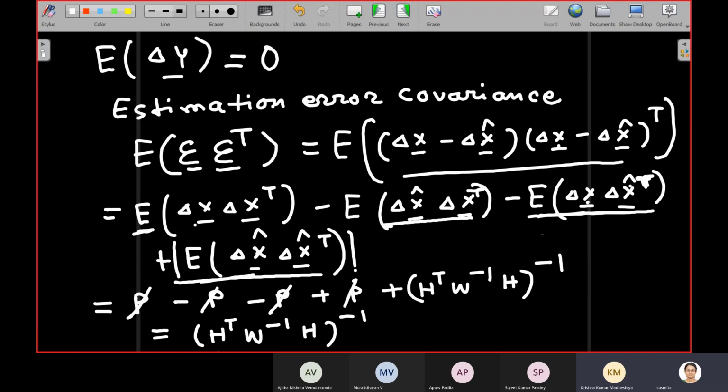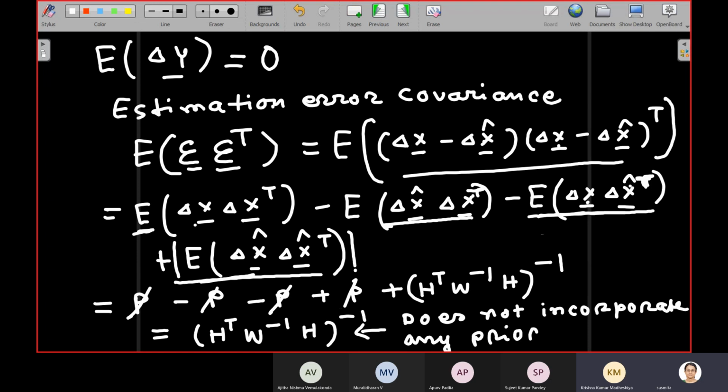So estimation error covariance solely depends on the linearized measurement model matrix H, and W, the covariance of N, the measurement noise. So it does not incorporate any prior information. And this is an inherent drawback of the WLS weighted least square system. It does not incorporate the prior information.